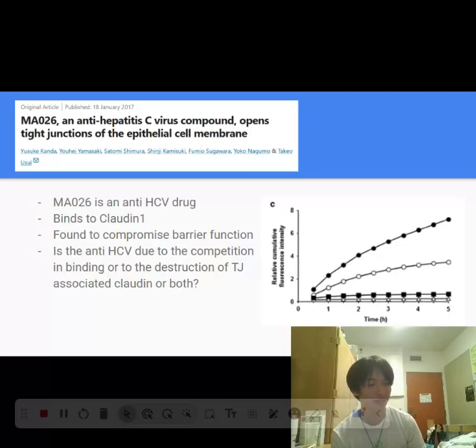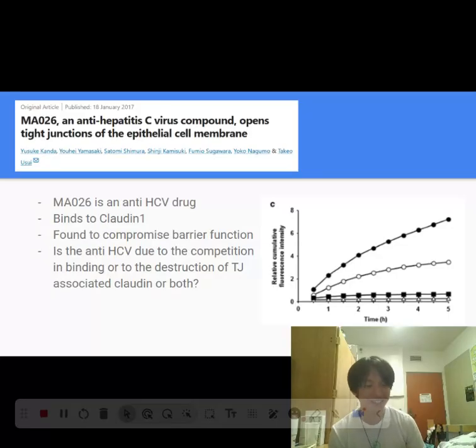I guess uptake of this fluorescent reporter, as seen by the steady increase in concentration, while at the lower concentrations you see the tight junction barrier is maintained, and none of this fluorescent molecule is being imported into the cell.